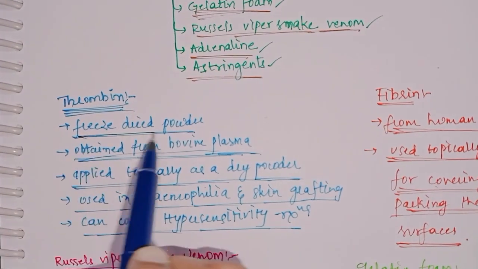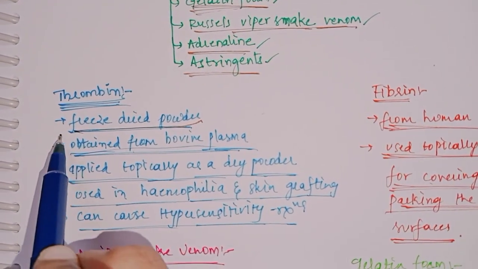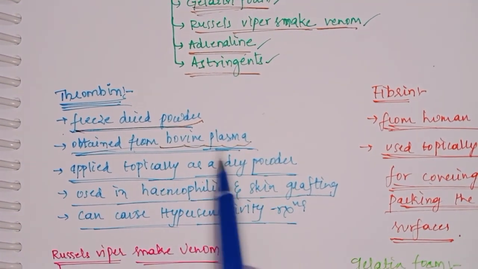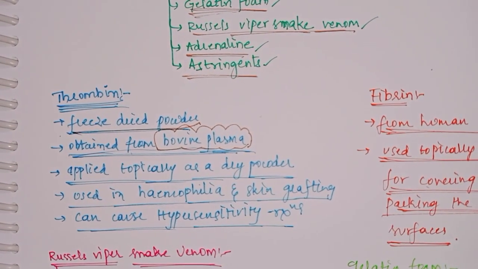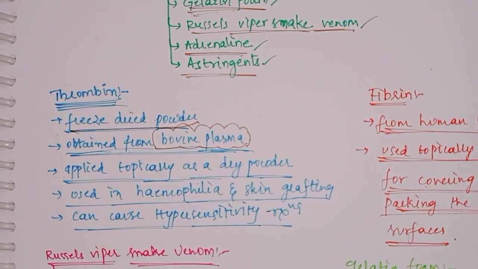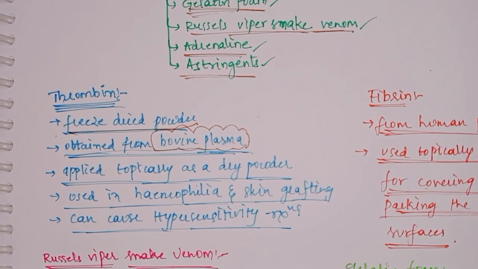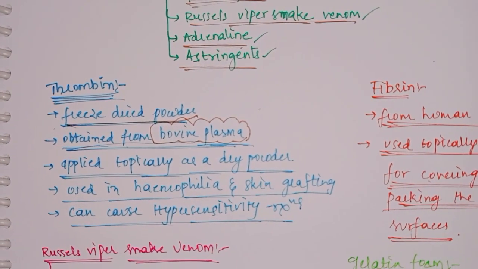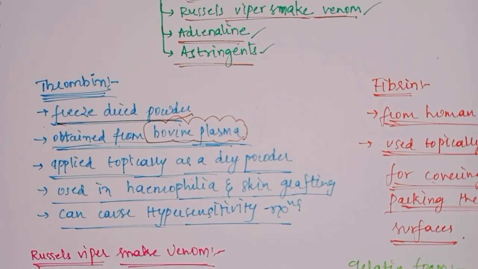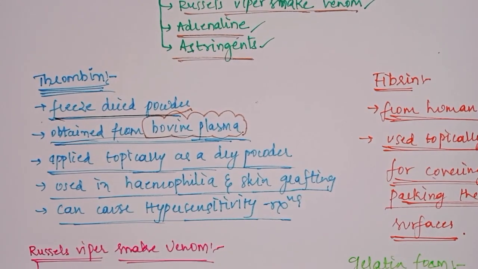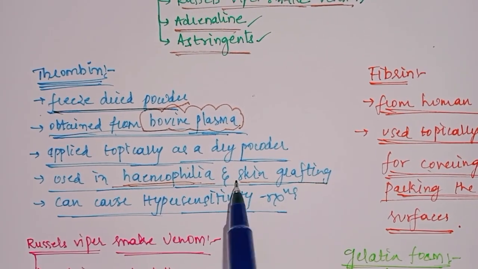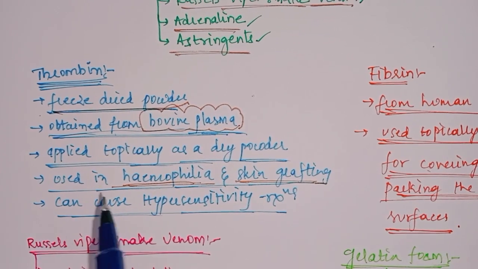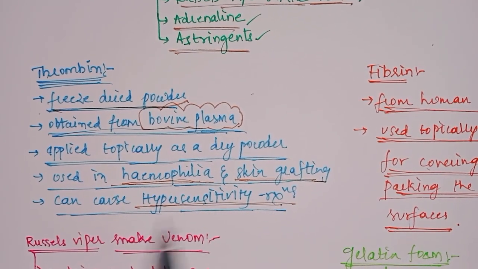Thrombin is a freeze-dried powder. It is obtained from bovine plasma. It is applied topically as a dry powder. It should not be injected. It is used in hemophilia and skin grafting. Thrombin can cause hypersensitivity reactions.